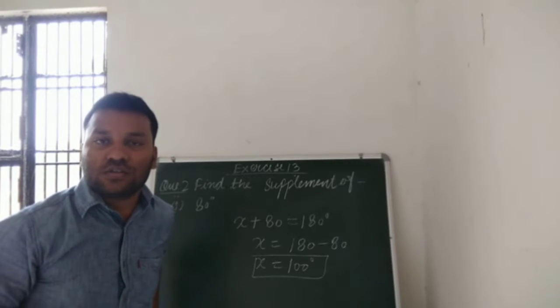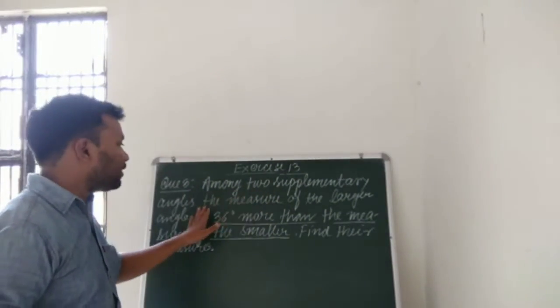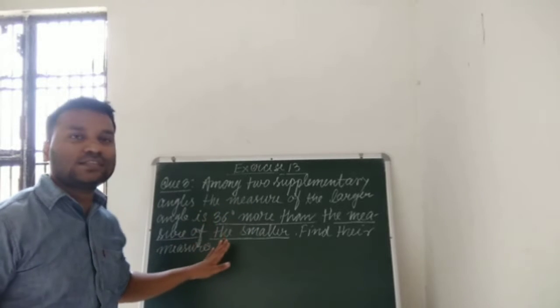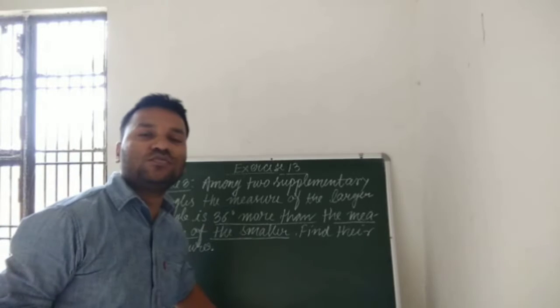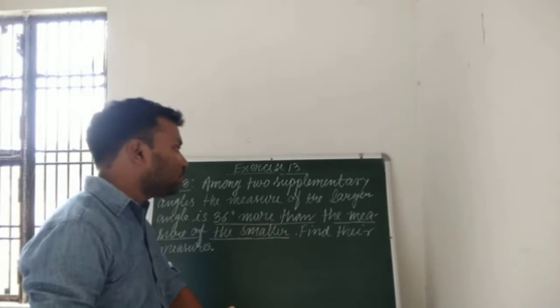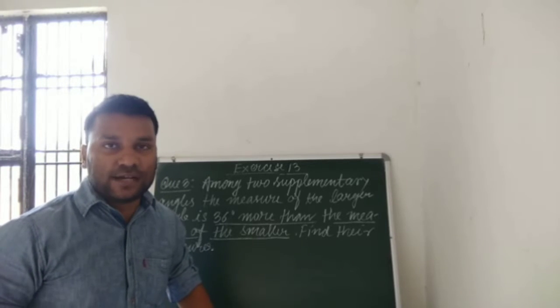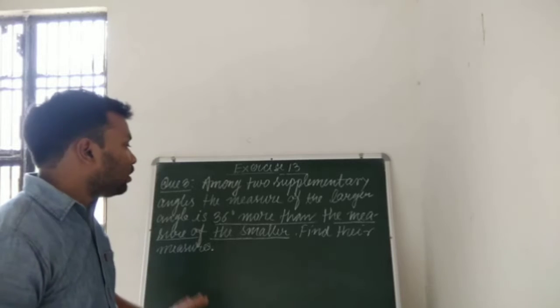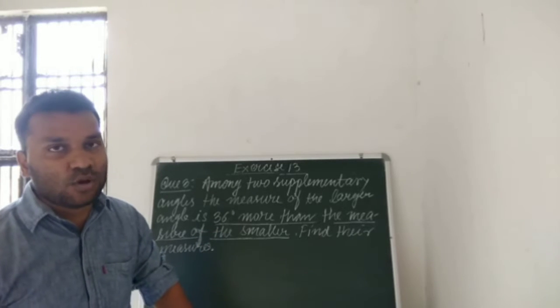Now let's move on to question number 3. Question number 3 is: among two supplementary angles, the measure of the larger angle is 36 degree more than the measure of the smaller, and we have to find the measurement of both the angles. Students, in this question, we have to find the measurement of two supplementary angles in which the larger one is 36 degree more than the smaller one.